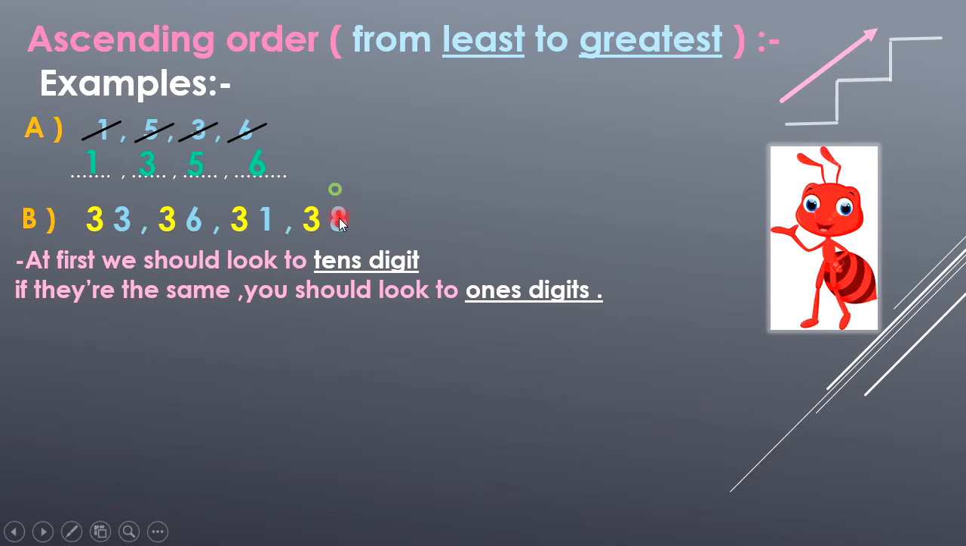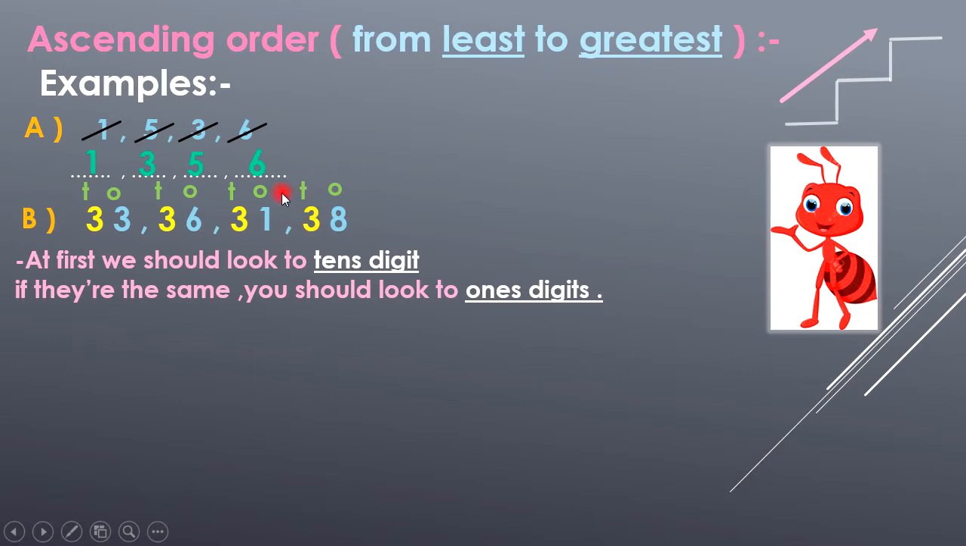Okay, let's put the homes. 8 in ones and 3 in tens. 1 in ones and 3 in tens home. 6 in ones home and 3 in tens home. 3 in ones home and 3 in tens home. Okay, so now we should look to what? Tens digit. Okay, let's look to tens digit.